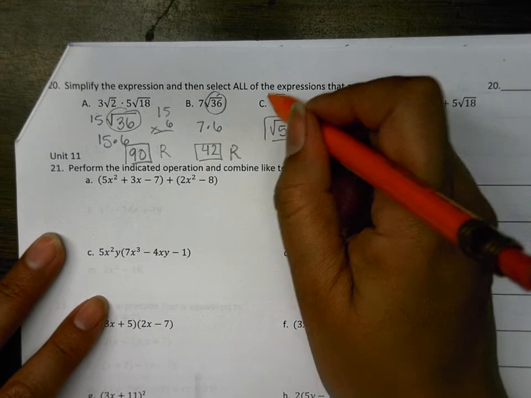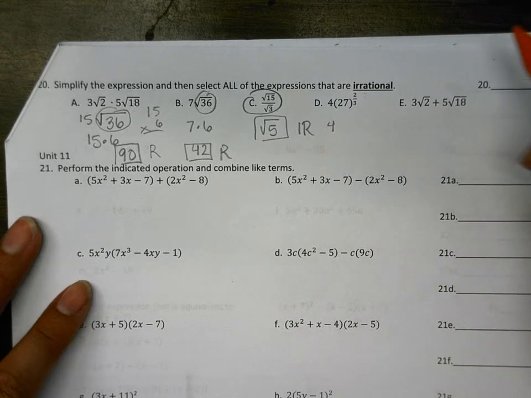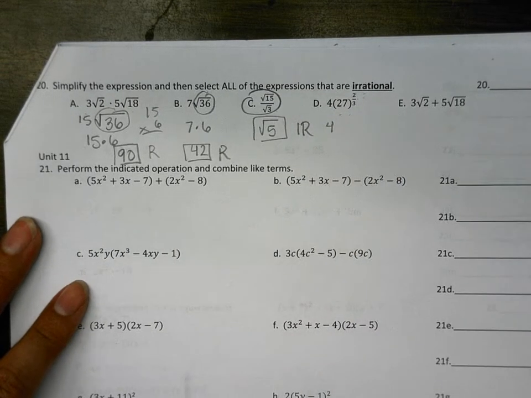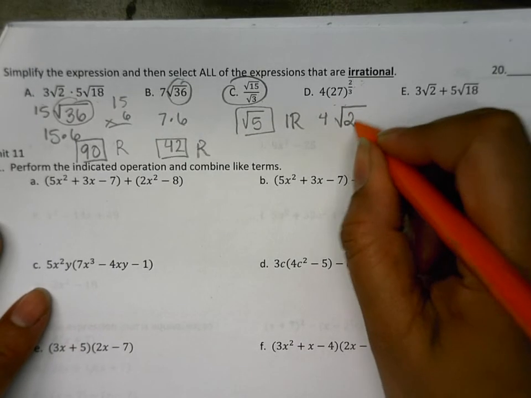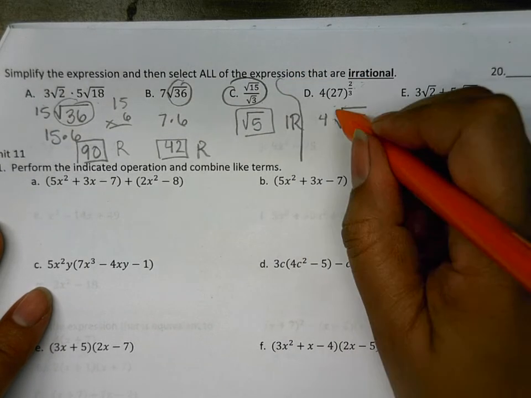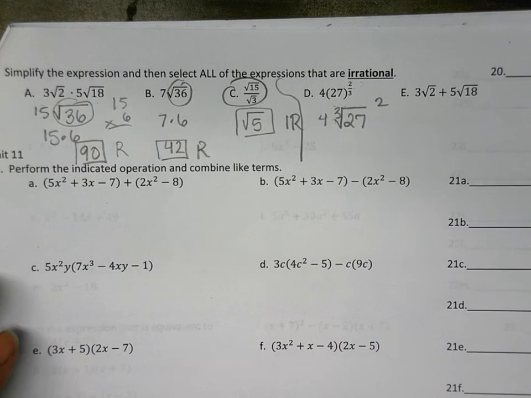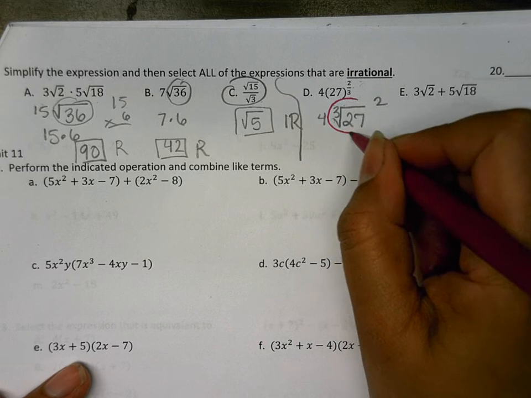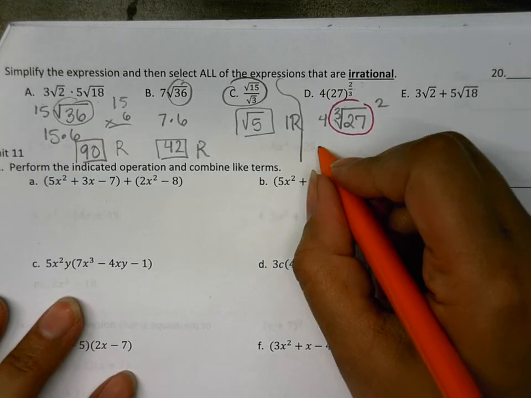All right, next one. 4 times, now the 2/3 is only on the 27. Do you see that? Not the 4. Yes. So when I write my radical, only the 27 goes inside. What goes right here? The cube root, and what goes as the power? 2. What's easier to do first, the cube root of 27 or 27 squared? Cube root of 27 is not 9. 9 times 9 times 9 is not 27. What is it? 3.